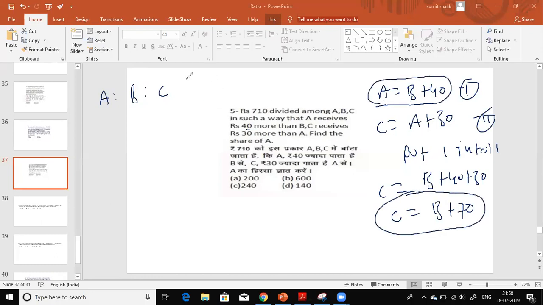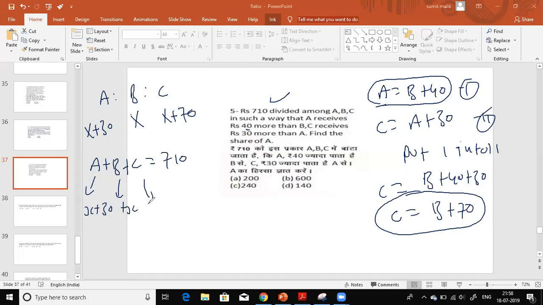This is simple. So if B receives X rupees, then A receives X plus 40 and C X plus 70. And now what is the total money? A plus B plus C is equal to 710. So put the value of A is equal to X plus 40, B is equal to X, C is equal to X plus 70, that is equal to 710. So 3X plus 110 is equal to 710.